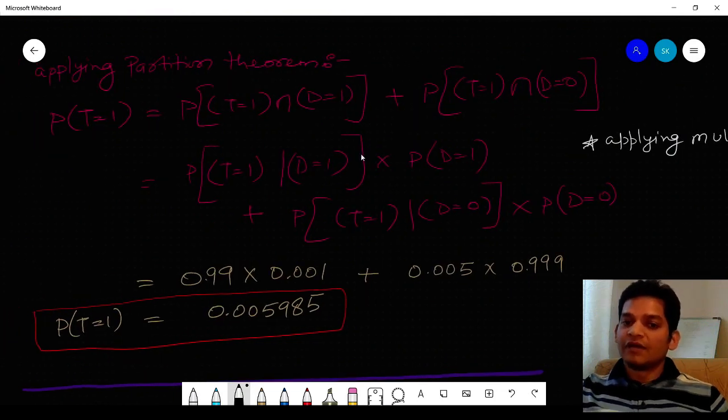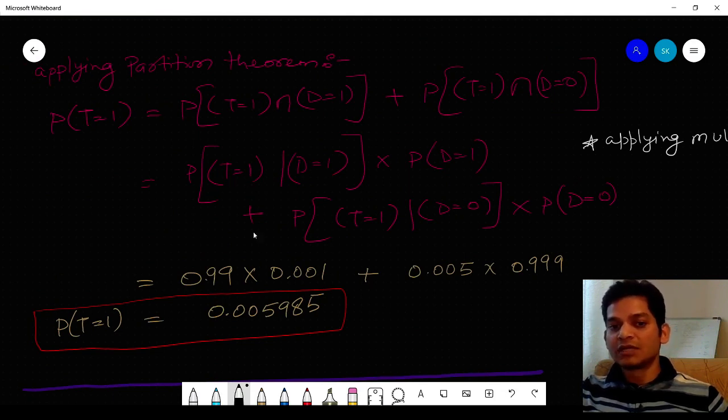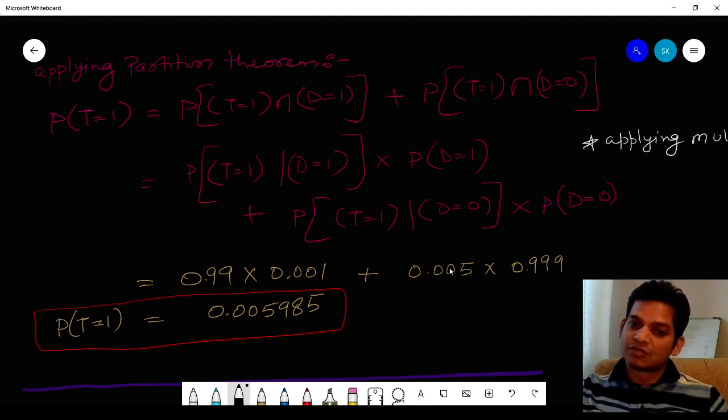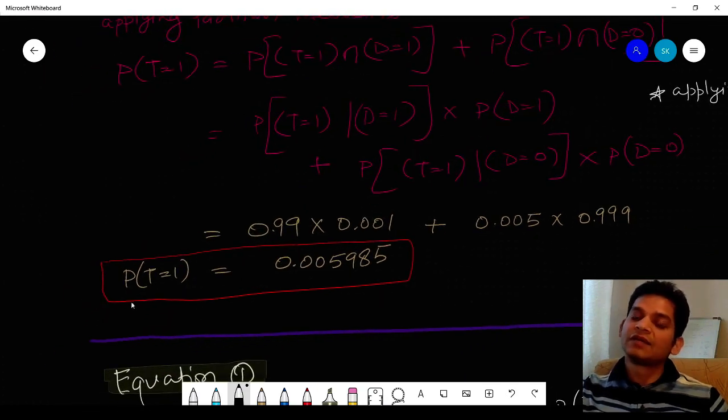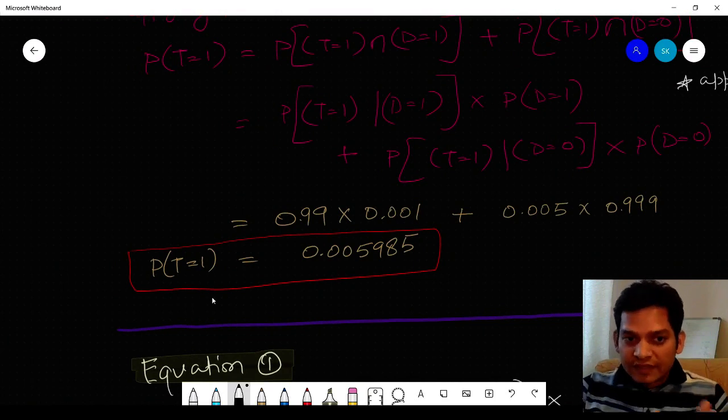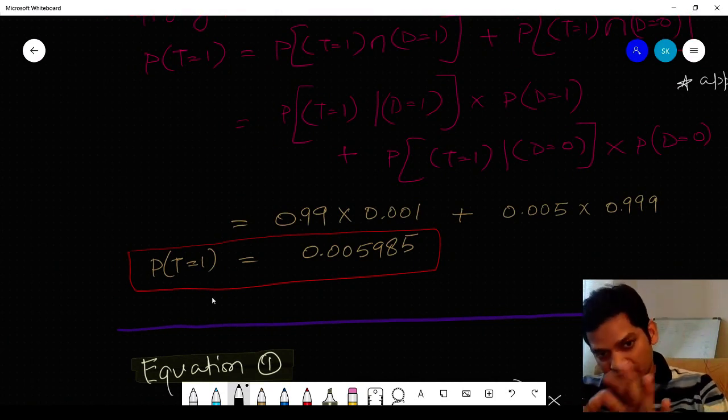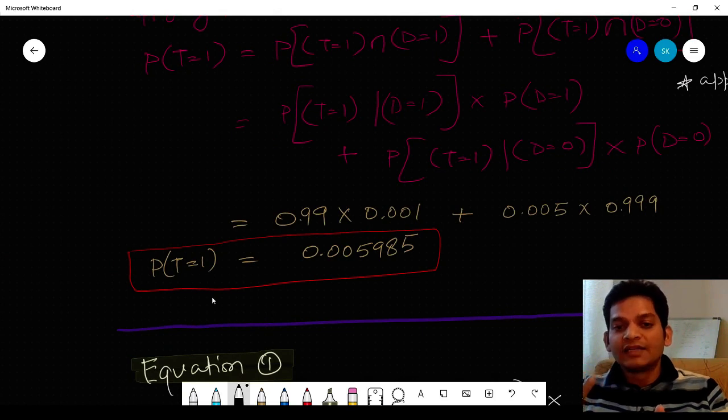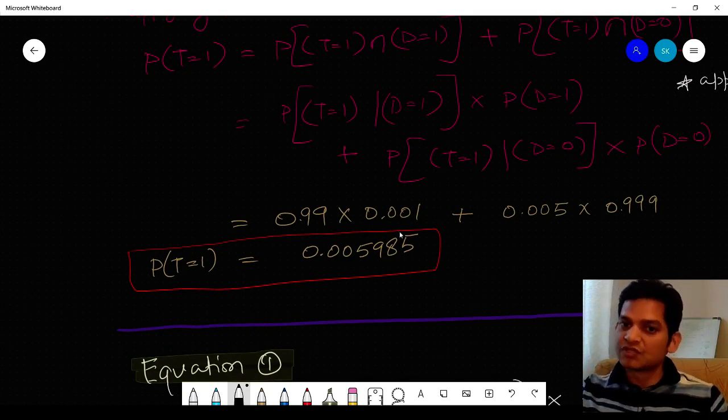Now we have every detail available. The probability of T is equal to 1 given D is equal to 1 is available, P of D is equal to 1 is also available, and P of T is equal to 1 and D is equal to 0, meaning you are not infected but still test positive, is also given. The probability of the whole population not being infected is also given, which is very high. So now we can find the probability of the test being positive. We have done the test, what is the probability that it would be positive? It is very low, which is possible.